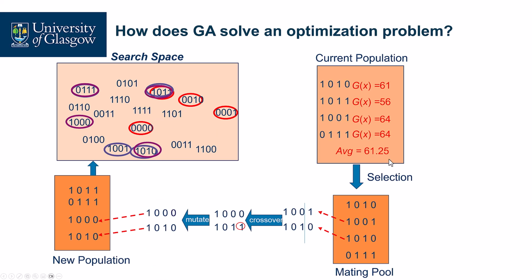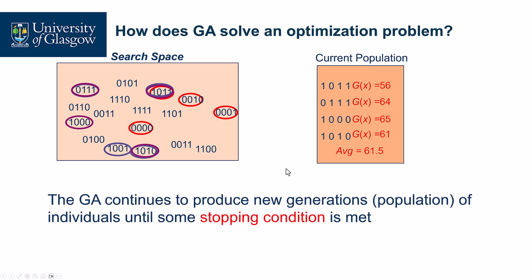So remember the last population, the average is 61.25, the best one is 64. Now let's replace it and see what the new population is. This is the new population. We can find what? The best design, the optimal design, 1000, is already there. g(x) is 65, right? So we already get the global optimum using 3 iterations of GA. Beforehand, GA doesn't know where the optimal solution is. So this is how GA works, right?